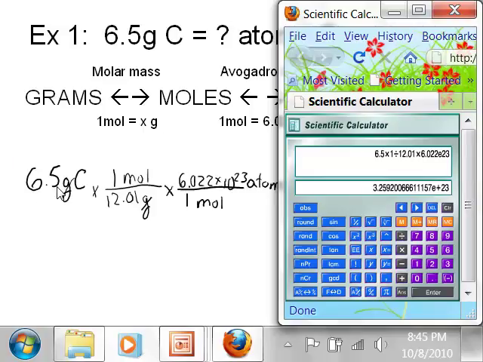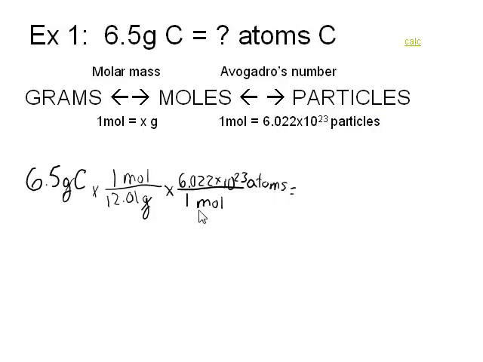We have 2 sig figs right here, so we need 2 sig figs in our answer, so it's going to be 3.3 times 10 to the 23rd. So let's write that down. 3.3 times 10 to the 23rd atoms.